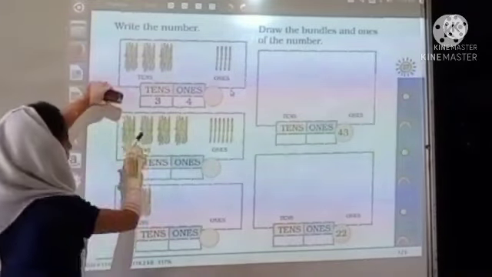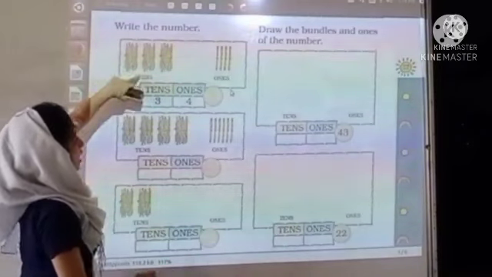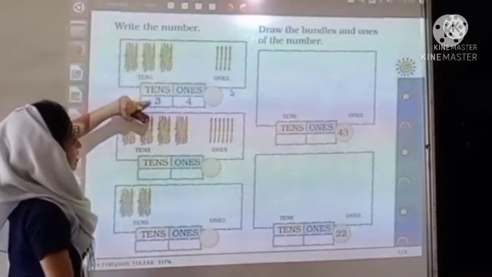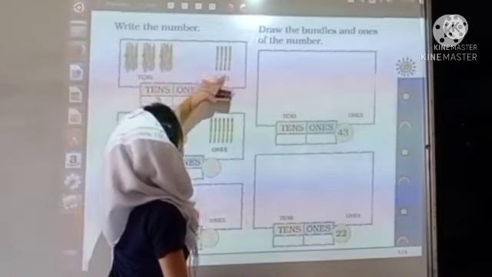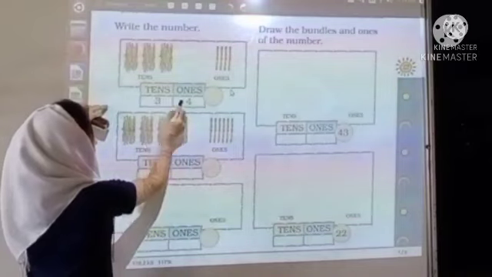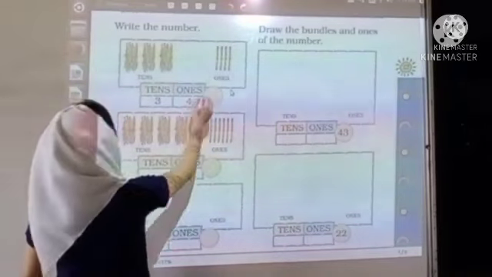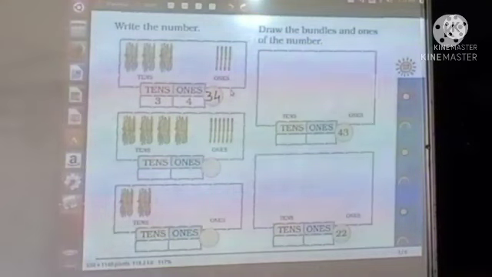Here we have taken 10, 10 bundles. How many bundles, students? 1, 2, 3. So 3 tens means the tens is 3. And ones, 1, 2, 3 and 4 ones. So at the ones place 4. So 3 tens, 4 ones means the number becomes 34. Yes or no students? Okay.